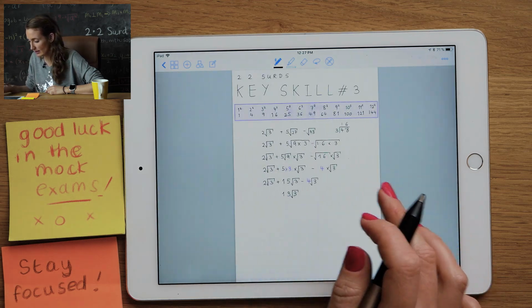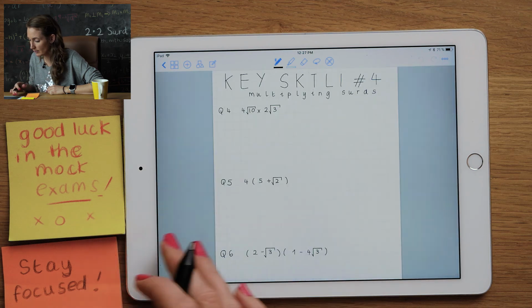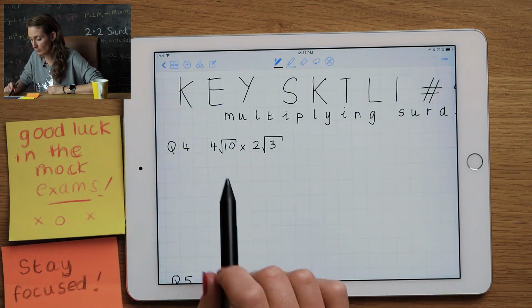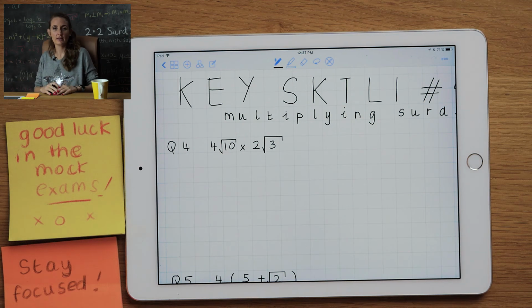That's the end of key skill 3. In key skill 4, we're going to be looking at how to multiply surds together and how that works. So hopefully we'll see you in the next video.